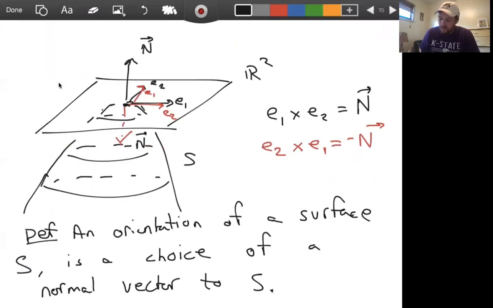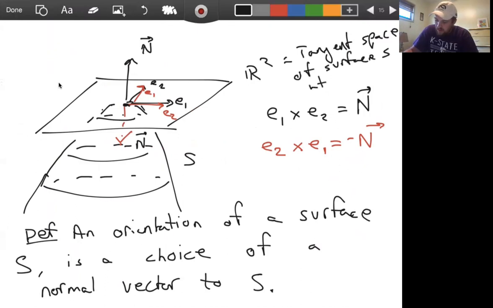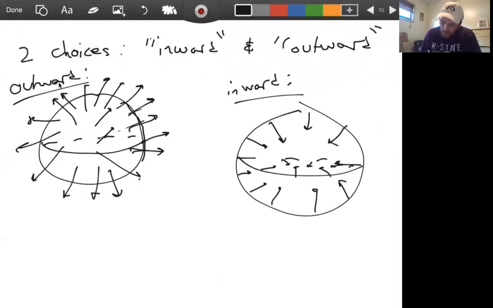I said these normal vectors were coming from vectors in the tangent space, right? This is the tangent space of the surface S at a point. Well, there are two very important vectors that live in the tangent space to a surface, and that is the partial derivatives. So we could let E1 be the tangent vector in the u direction, where S is parameterized by R of uv.